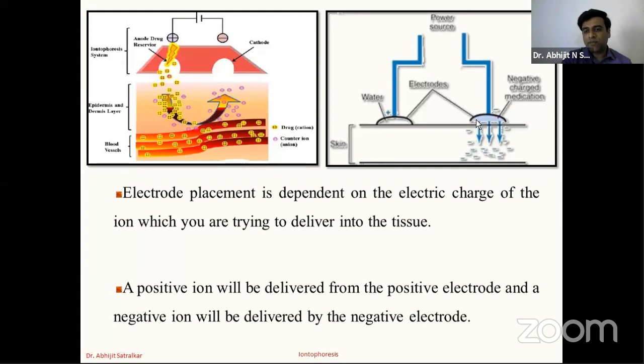For example, if we see the next diagram, I want to treat one patient with a negative drug ion. I will place the drug below the negative electrode, which will cause repulsion of the negative drug ion inside the body tissue. So the electrode placement depends upon the electric charge of the ion which you are trying to deliver into the tissue. A positive ion will be delivered from a positive electrode, and the negative ion will be delivered by a negative electrode.